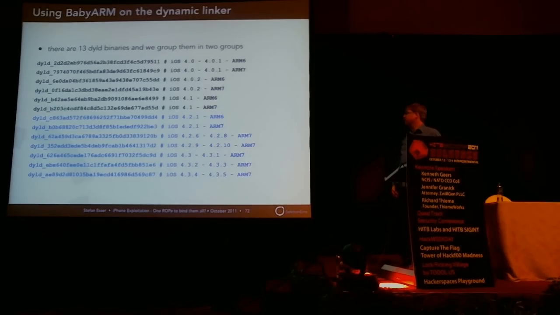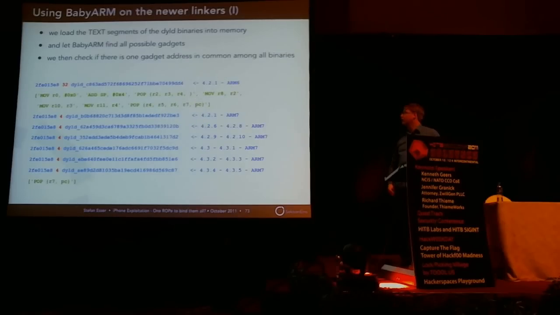And what we can do now is use our baby ARM in a Python script. We load all the text segments of all the binaries into memory. Then for each text segment, we let baby ARM find all the gadgets for each position in the text segment. And then we intersect the results. And if we are lucky, we will find addresses where it finds basically the same gadget for different dild binaries. It finds a gadget for the same address.